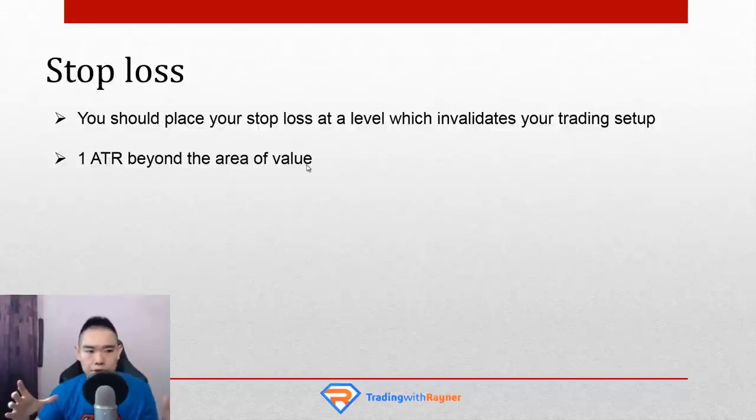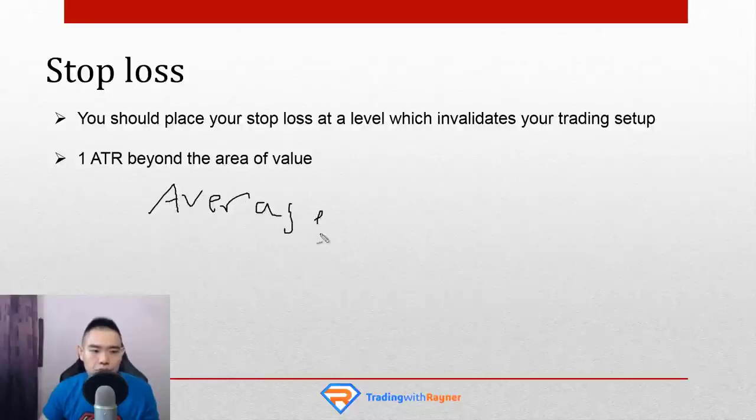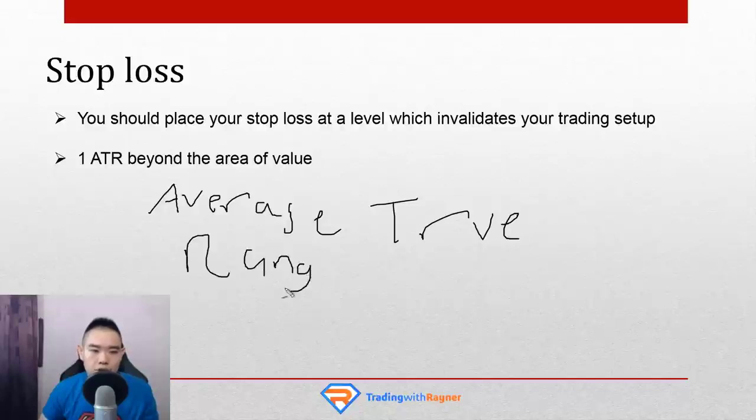Before I talk about this technique, let me share with you what ATR stands for. ATR stands for average true range. Let me give you a quick crash course on this indicator. This indicator is a volatility-based indicator. So when volatility is high, the value of this indicator will be high. If volatility of the market is low, the value of this indicator will be low.